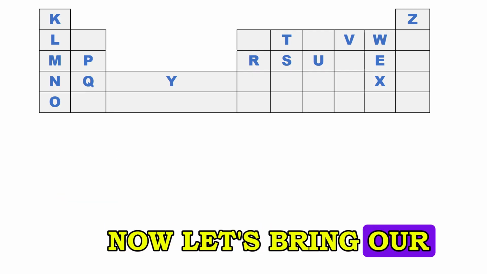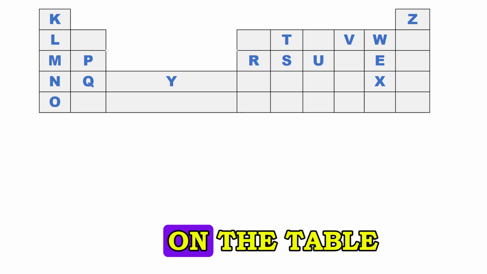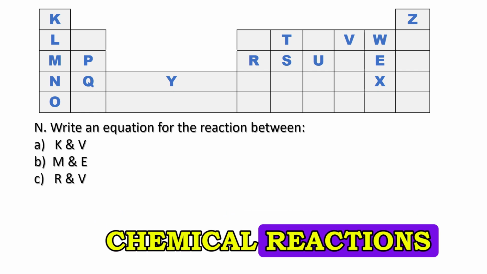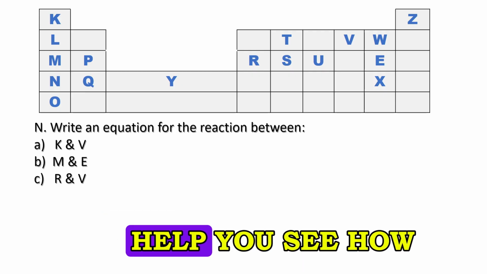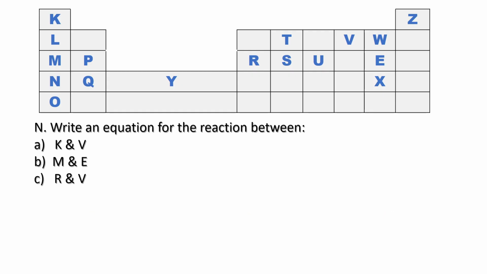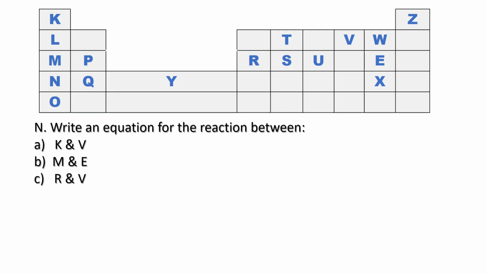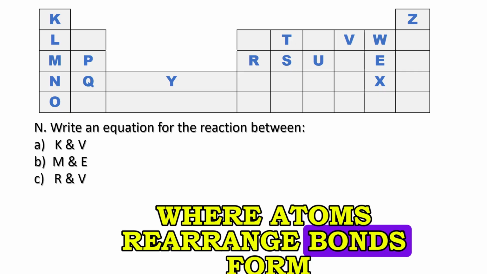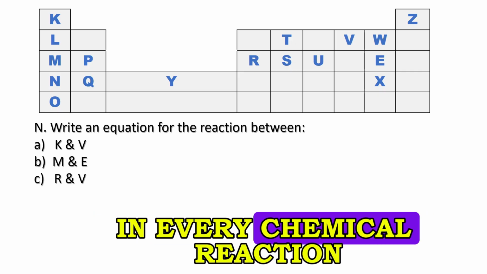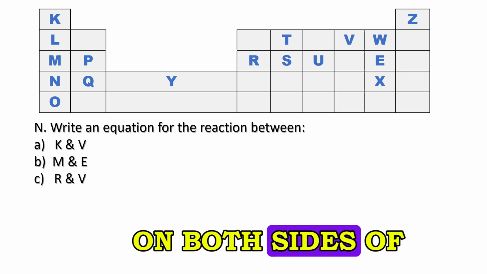Now, let's bring our periodic table to life. It's one thing to know where elements sit on the table, but it's another to watch them come alive in real chemical reactions. This next question will help you see how these elements actually combine to form compounds. Get ready. We're diving into the world of chemical equations, where atoms rearrange, bonds form, and new substances are born. In every chemical reaction, the number of atoms of each element must be equal on both sides of the equation.